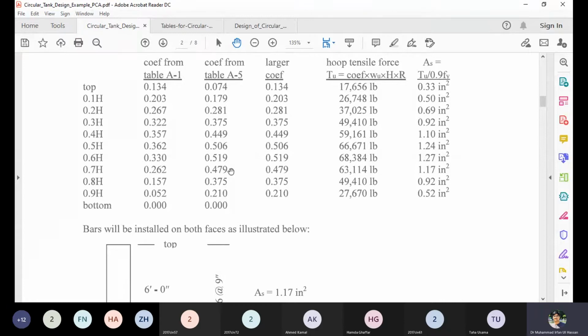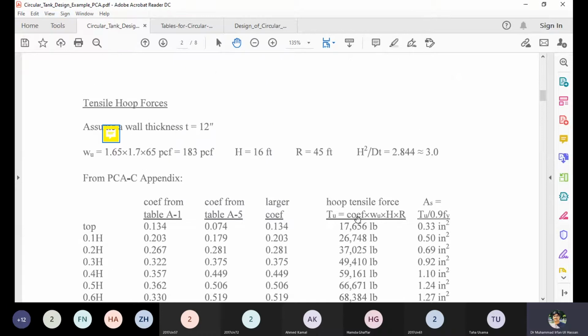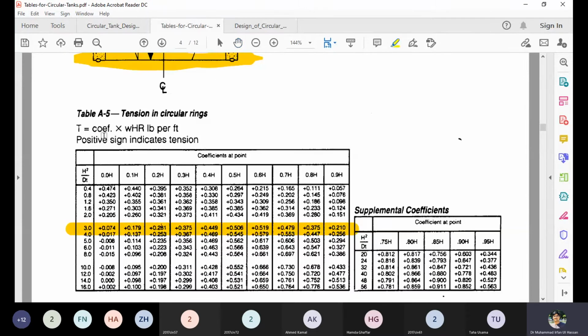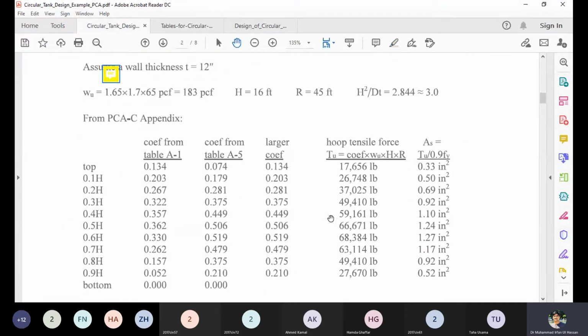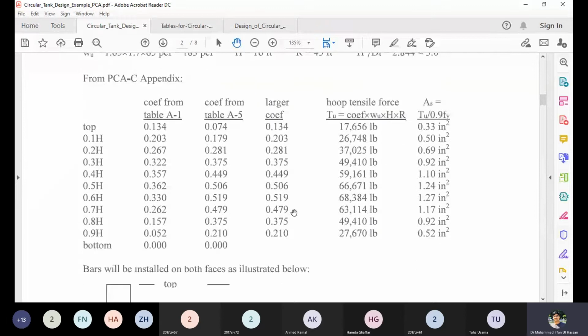Now you have all the coefficients, and you pick the larger coefficients, and you know the hoop tension is how much? Hoop tension is equal to the coefficient into w into H into R, as it is also written here. So you will write down the same expression and compute the hoop tension. Because the load is in pounds per cubic feet, the answers of the tension will also be in pounds. So hoop tension is computed.